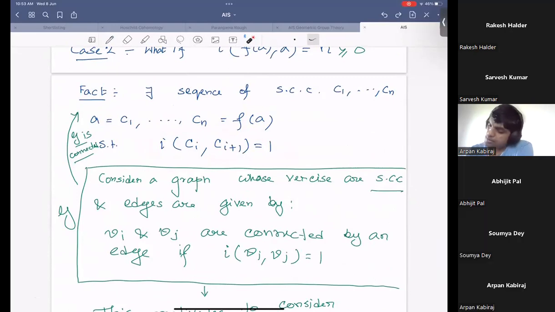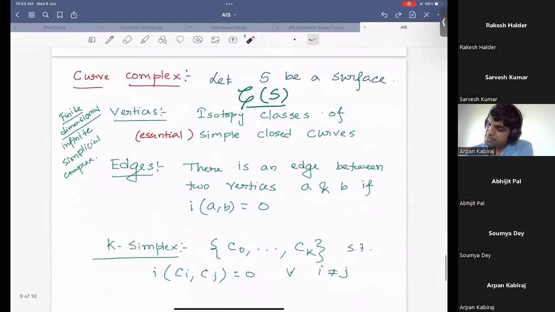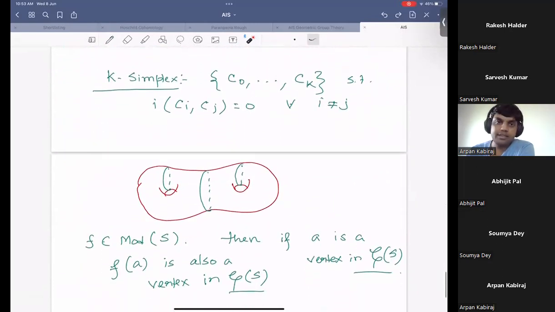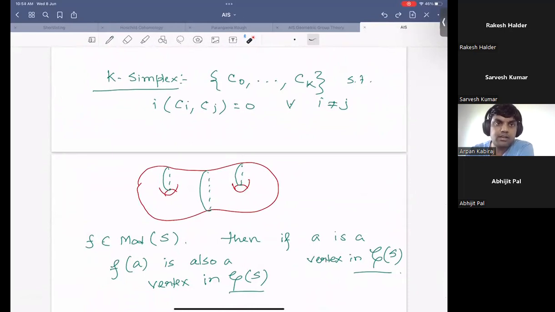But the statement you are saying is, if two curves have geometric intersection number n, their distance is n in the curve complex. I don't think that is true. Maybe it is some function of n which tends to infinity. That is true. That's what I was thinking. So can I put a lower bound in terms of n? If I can prove that, then that will be infinite.